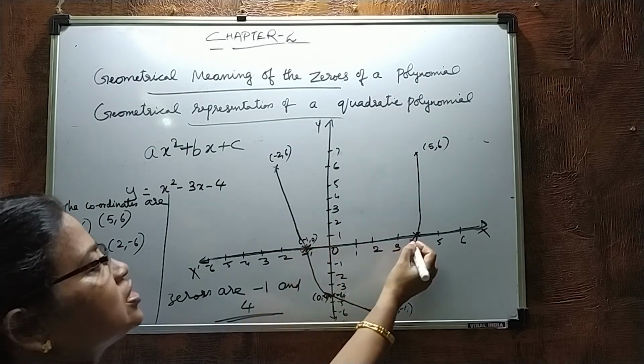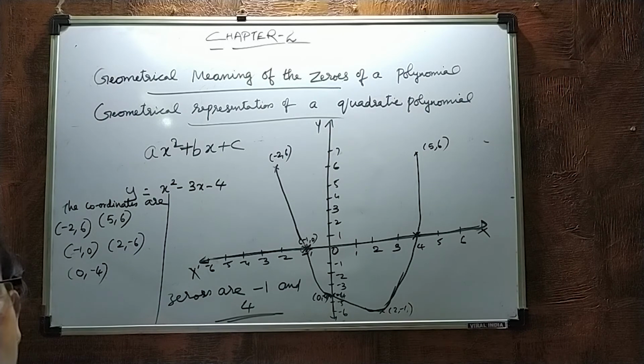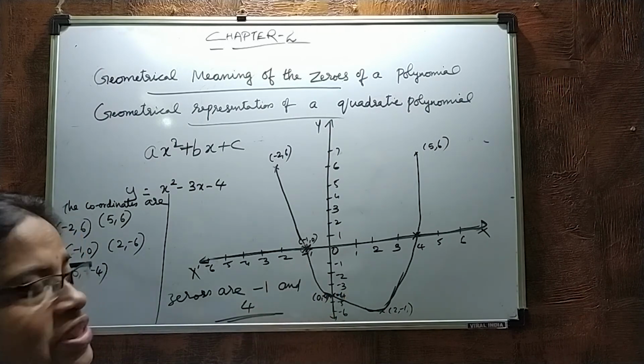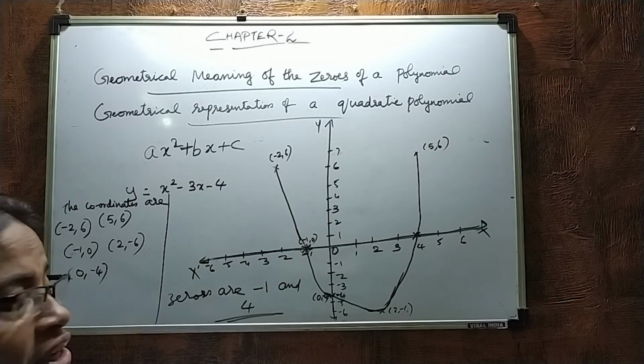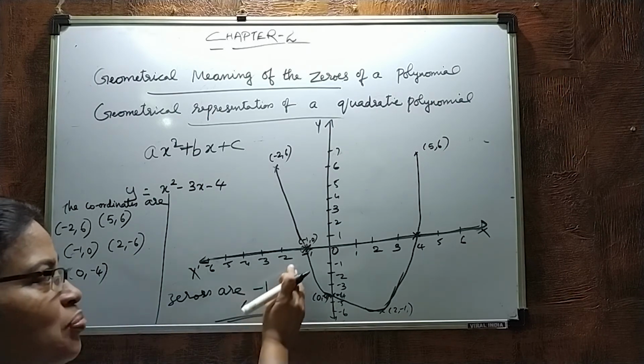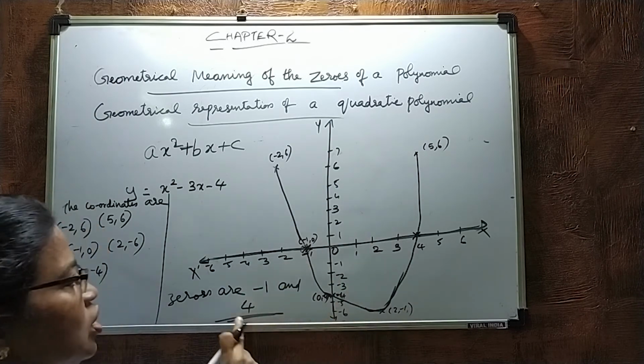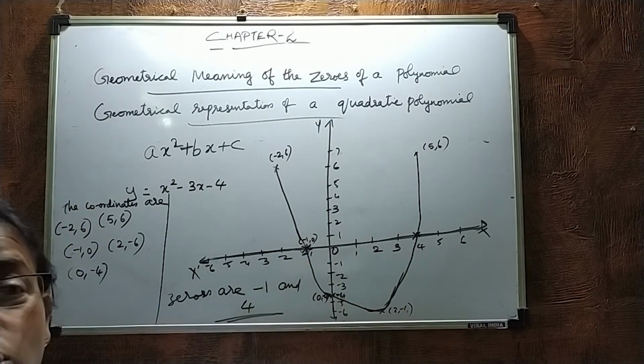Two times it touches the x-axis. There will be 2 zeros. Now which are the numbers it touches? Which are the coordinates it touches? Not coordinates, which point it touches? Here -1 and here it is 4. So those will be the zeros using the figure.